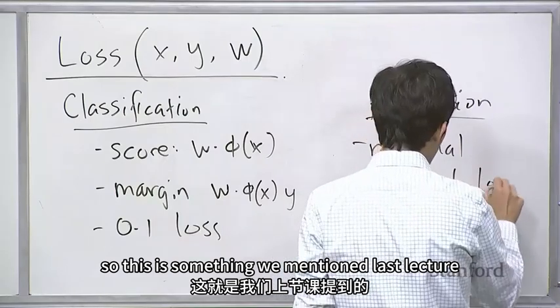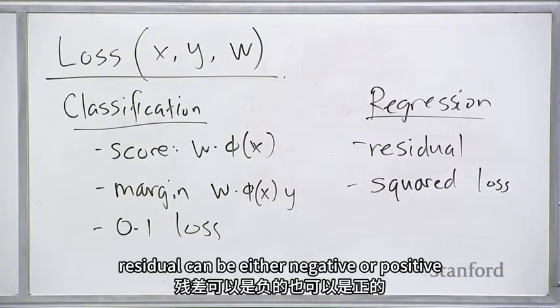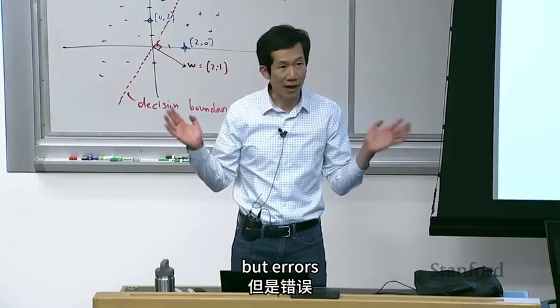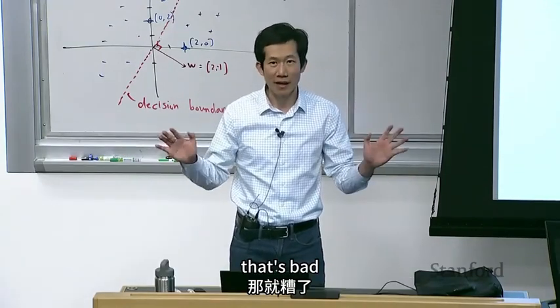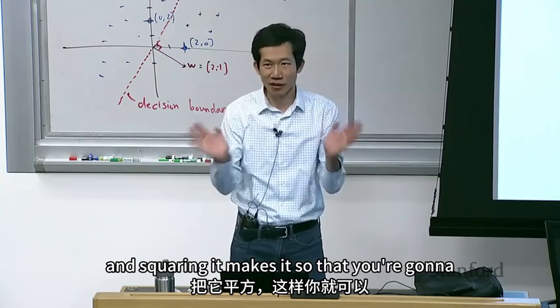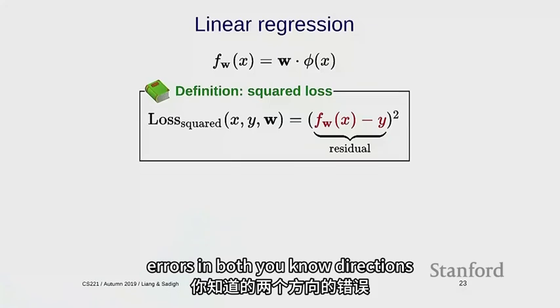So this is something we mentioned last lecture. The residual can be either negative or positive, but errors, if you're very positive or very negative, that's bad. And squaring it makes it so that you're going to suffer equally for errors in both directions.